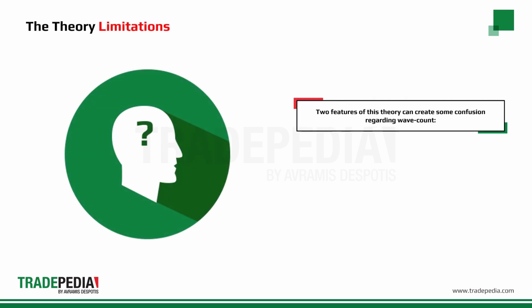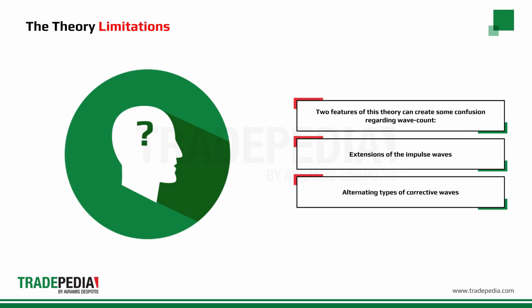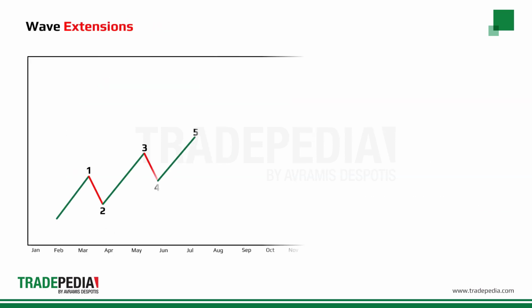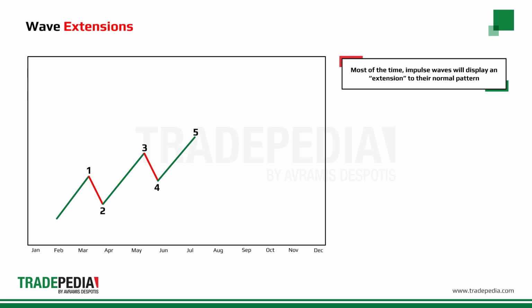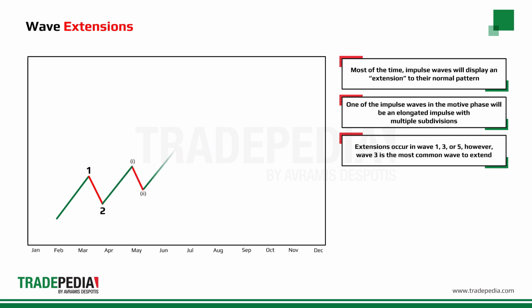Two features of this theory can create some confusion regarding wave count, and they are the extensions of the impulse waves and the alternating types of corrective waves. Most of the time, impulse waves will display an extension to their normal pattern. One of the impulse waves in the motive phase will take the form of an elongated impulse with multiple subdivisions. Extensions occur in Wave 1, 3, or 5. However, Wave 3 is the most common wave to extend.